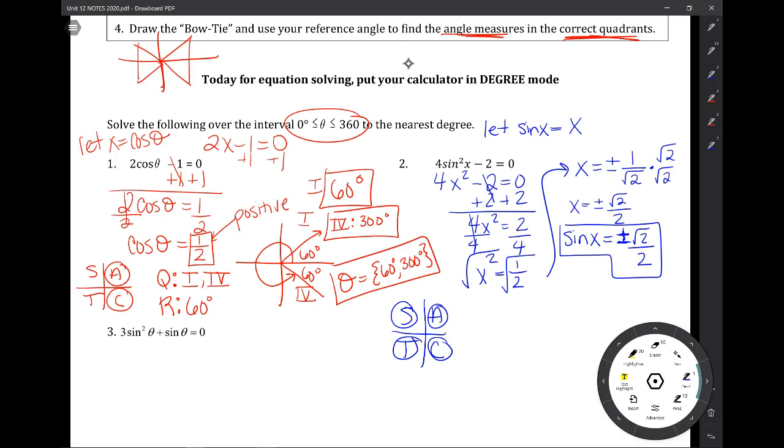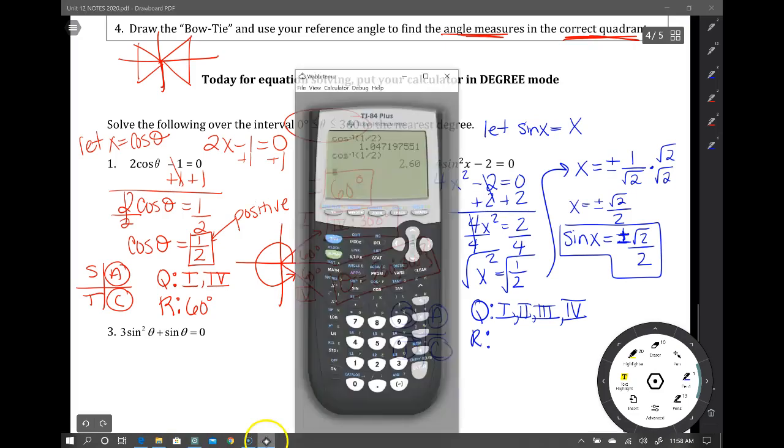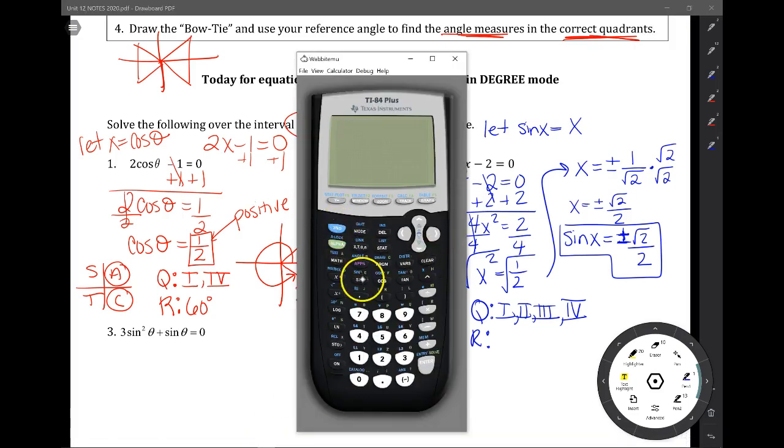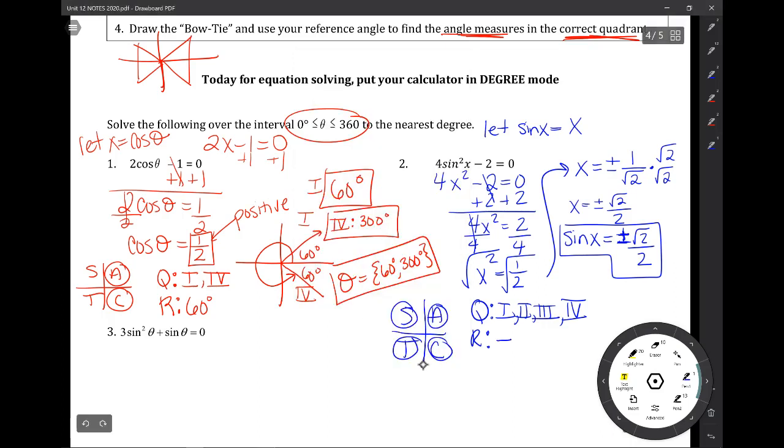All right, so now we take out our calculator again. We figured out which quadrants we're looking at. So our quadrants are all of them: 1, 2, 3, and 4. Now let's figure out our reference angle. So for our reference angle, we take out our calculator, and we are going to do second sine of the square root of 2 divided by 2. We should actually have known that because radical 2 over 2 is also part of our special angles chart. Our reference angle is just 45 degrees.